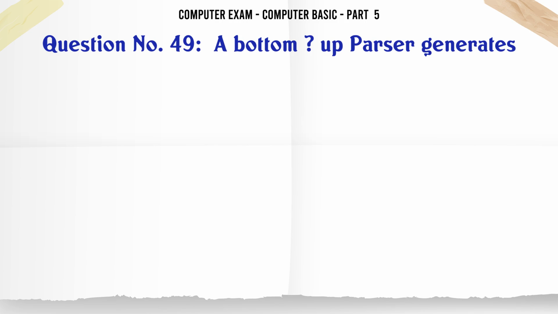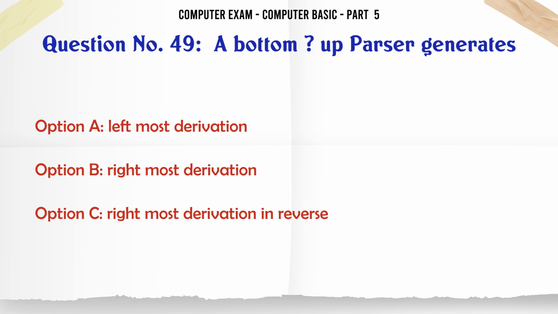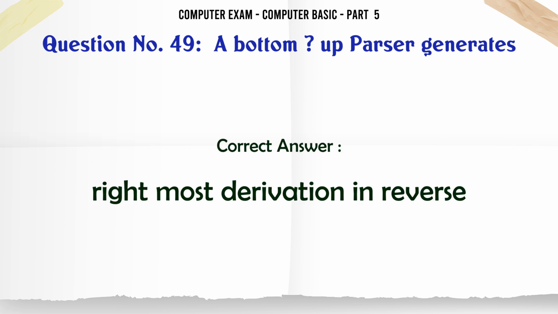A bottom-up parser generates A. leftmost derivation. B. rightmost derivation. C. rightmost derivation in reverse. D. leftmost derivation in reverse. The correct answer is rightmost derivation in reverse.